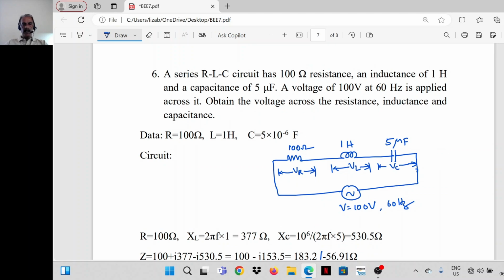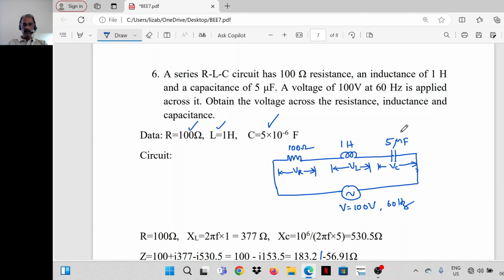Next example: a series RLC circuit has 100 ohm resistance, an inductance of 1 henry and a capacitance of 5 microfarad. A voltage of 100 volts at 60 hertz is applied across it. Obtain the voltage across the resistance, inductance and capacitance. It's a series RLC circuit: R 100 ohm, L 1 henry and capacitance 5 microfarad, all connected in series.